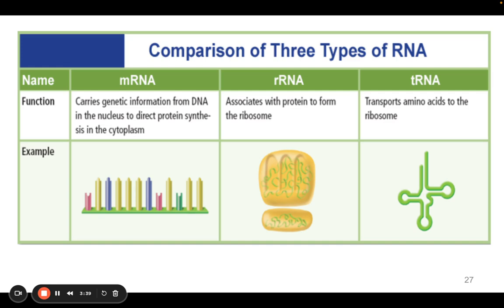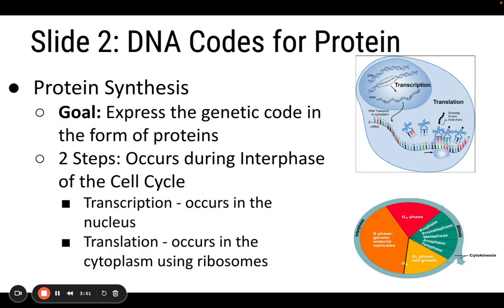Transfer RNA brings amino acids to the ribosome for protein synthesis. So it transfers amino acids that bind to the bottom of the tRNA structure to the ribosome for protein synthesis. So the goal of protein synthesis is to express the genetic code in the form of proteins.